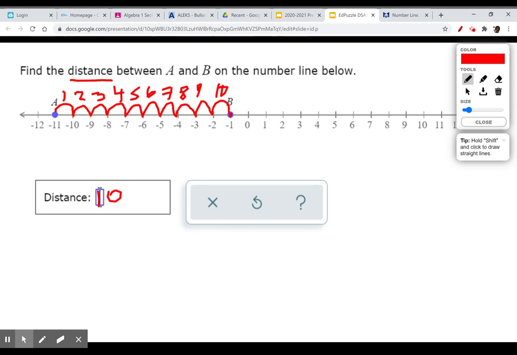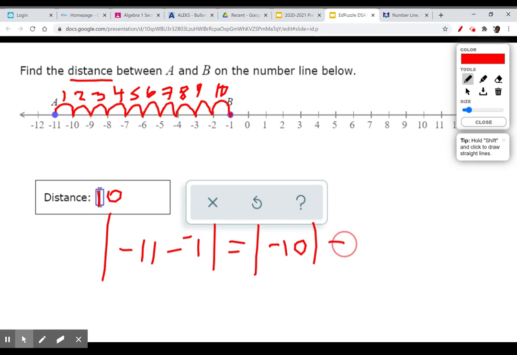Now, if you're not sure about visual, you can take the absolute value of negative 11 minus 1 to find the distance in between. And that gives you negative 10, which is still 10. Or you can just count the steps. So there's 2 strategies here. There's this strategy and there's this strategy.